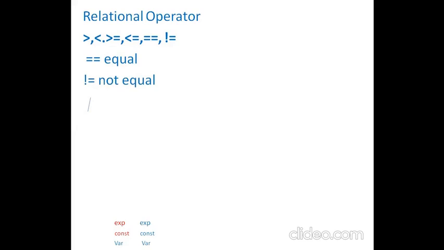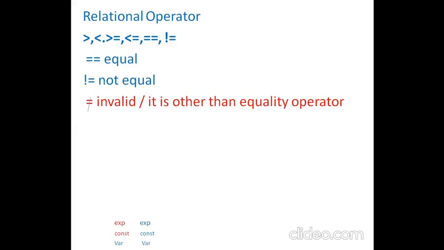In mathematics, we use a cross line with an equal symbol for not equal. In C, that is invalid. Other than the equality operator, in this way we cannot use it for equality. That is an invalid equality operator. So not equal is the exclamation mark with an equal sign, and equal is the double equal sign.